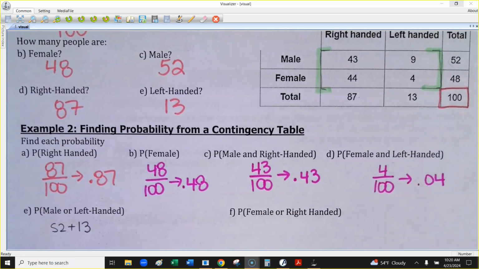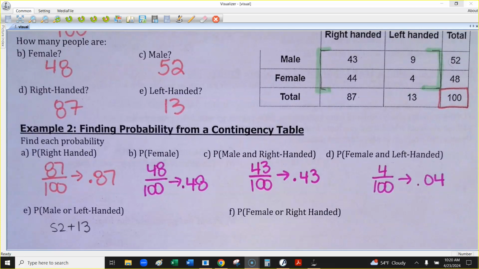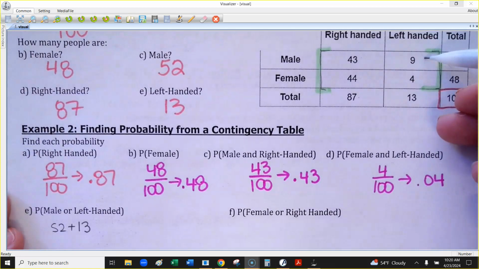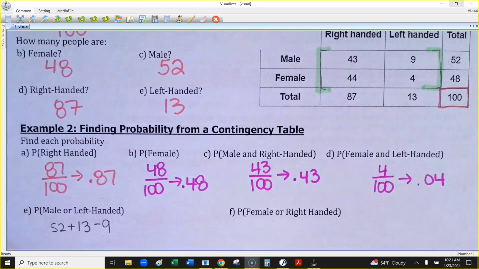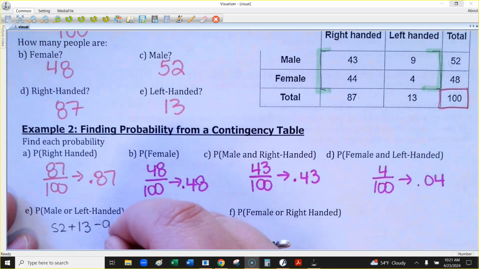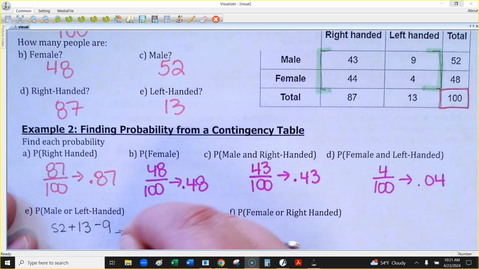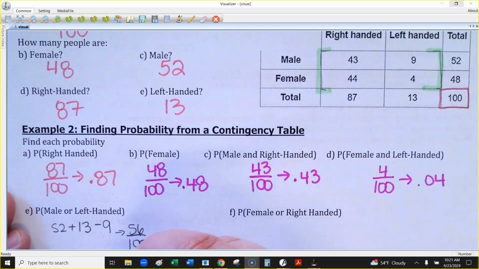Okay, what would I do to that to take care of the overlap? Yes, subtract the left-handed guys because I'm counting them twice. So we're just going to subtract 9 from that. And that would be what we have on the top of our fraction. And I'm using a calculator. Don't judge me. Okay. And I didn't do it correctly. So perfect. So this total here, we get 56 out of 100. If you like the decimal better, that's 0.56.